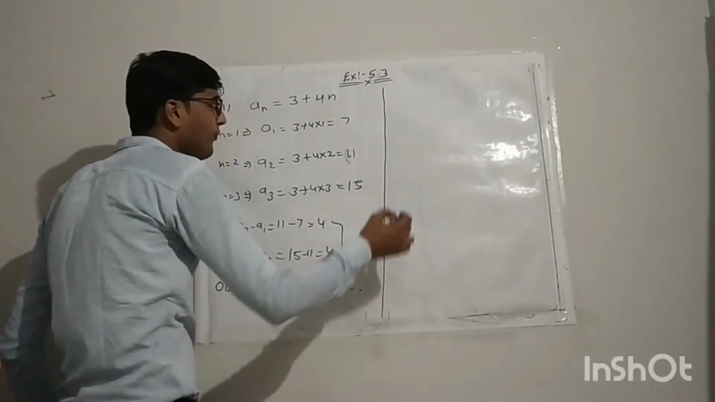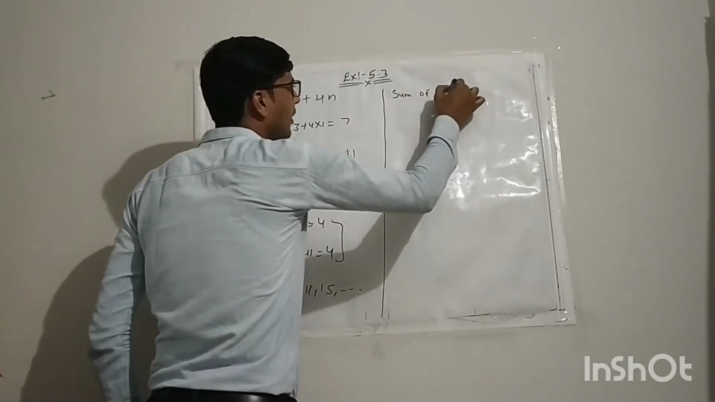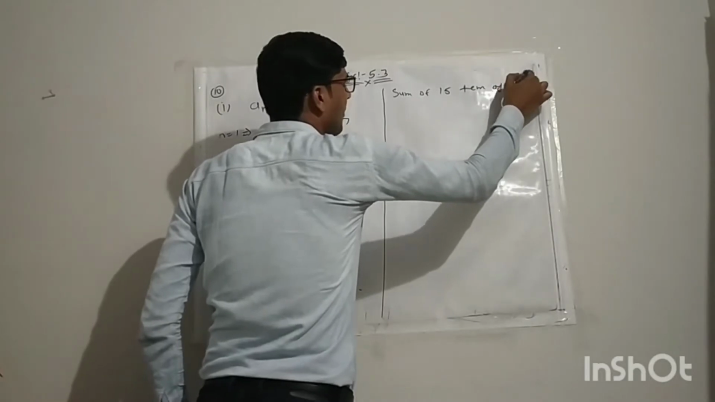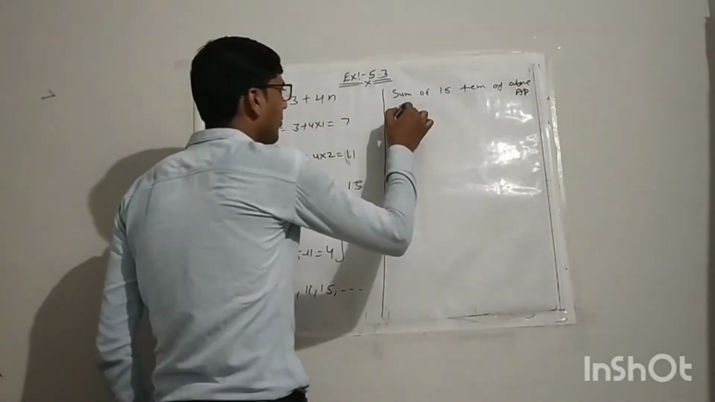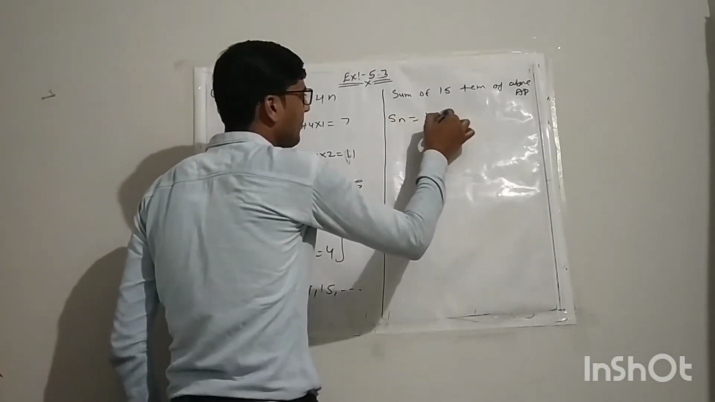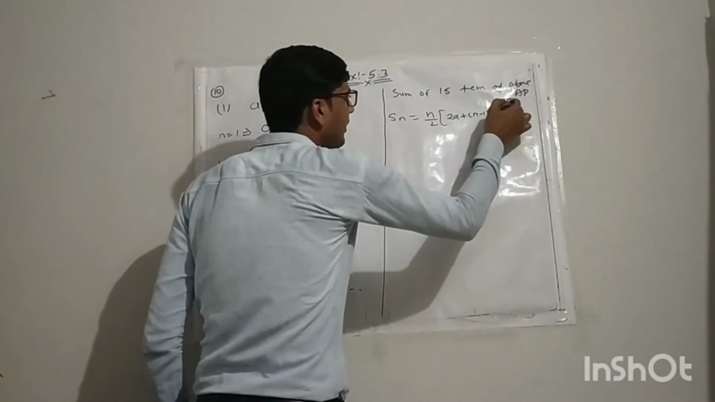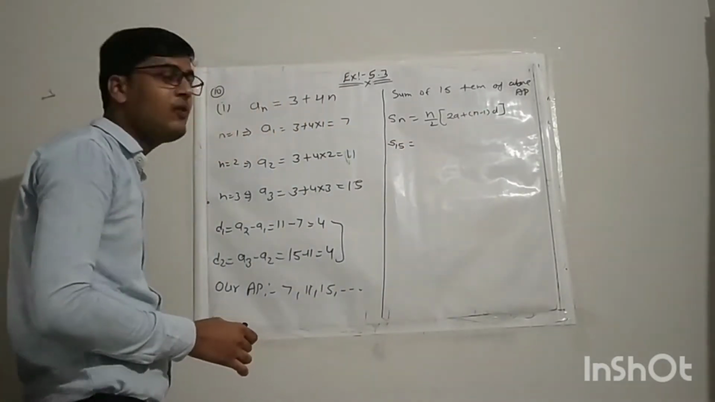Find the sum of first 15 terms. So the sum of first 15 terms of the above AP. How do we find it? The formula is Sn equal to n upon 2 bracket 2a plus n minus 1 and d. So here n is what? 15 terms, so n equal 15.